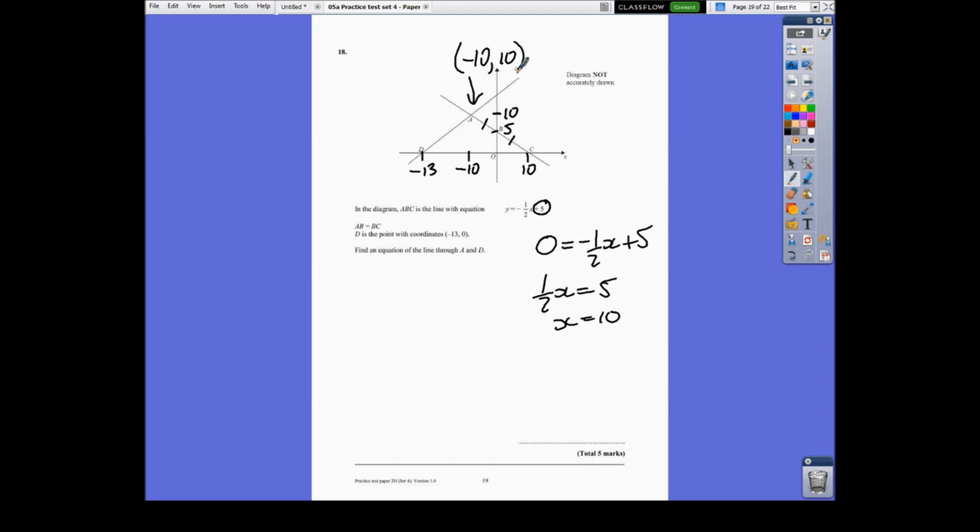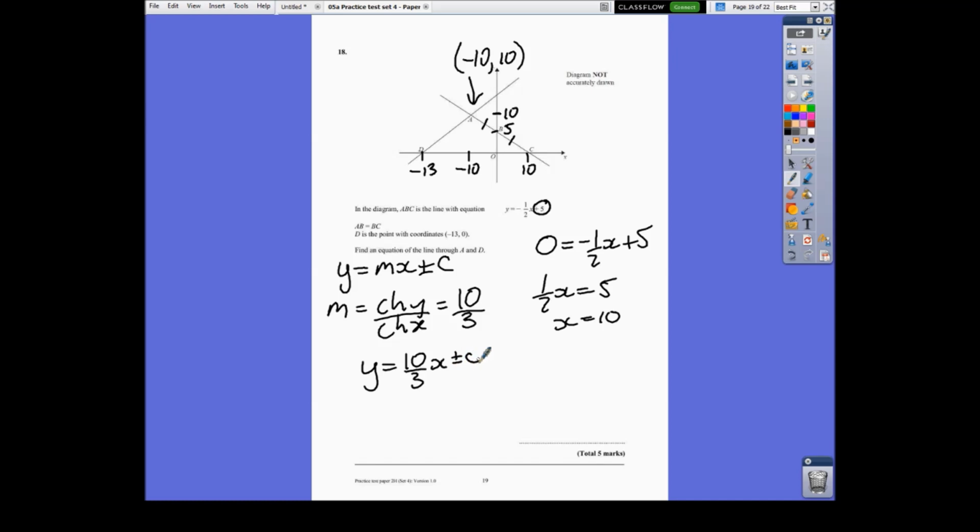And we know the coordinates of D are minus 13, 0. We can use that to work out the equation of a line. So the equation of a line is y equals mx plus or minus c. First of all, m is the gradient, so that is the change in y divided by the change in x. The change in y is 10, and the change in x is 3. So m is 10 over 3, or 3 1/3. I'm going to leave it as a fraction for now because that's a little bit easier. So our equation will be 10 over 3 x plus or minus c.